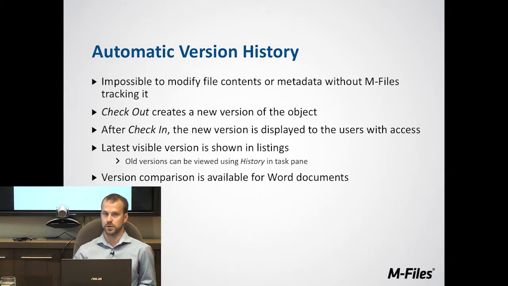You can see the older stuff, but you have to look at the history of that document to see it. You're not going to fill up your search window with all this old stuff. You'll only see the latest. One thing with Word documents is you can actually perform comparisons of versions. We'll look at an example of this in a minute and show you how this comparison works.